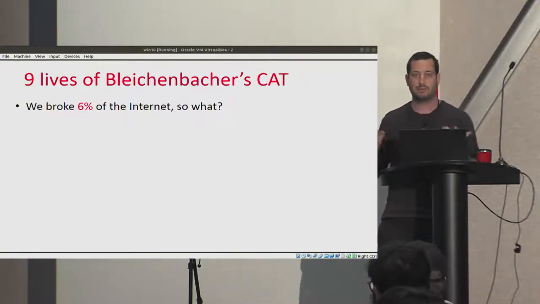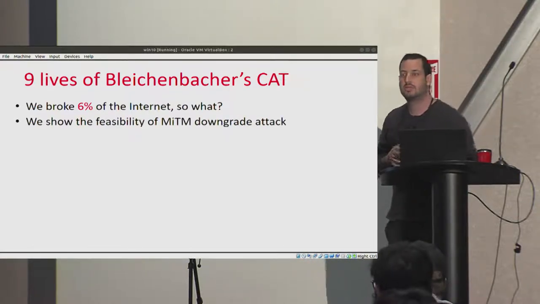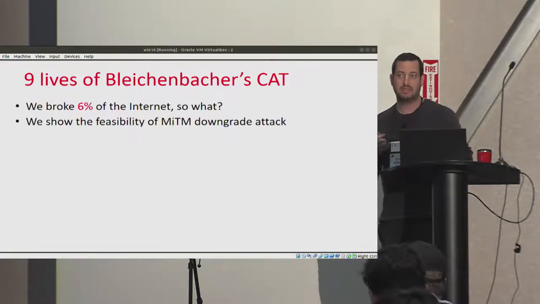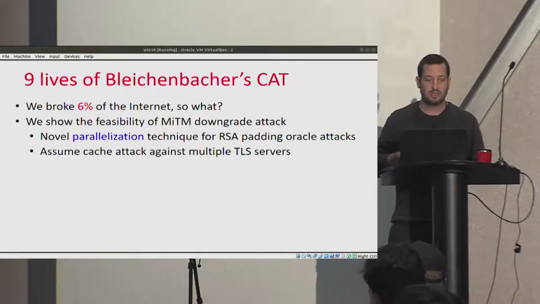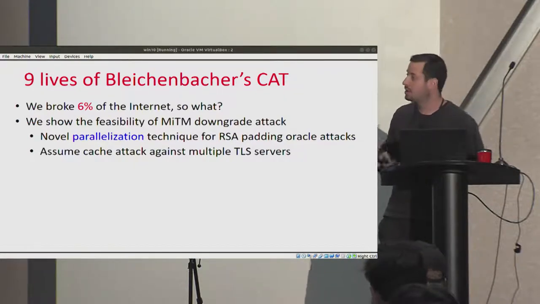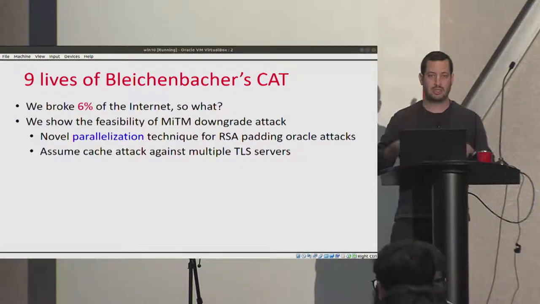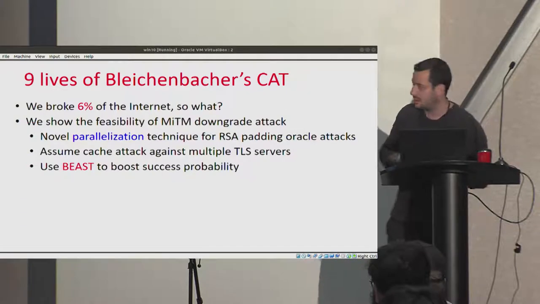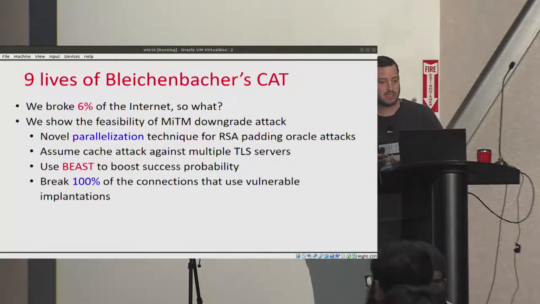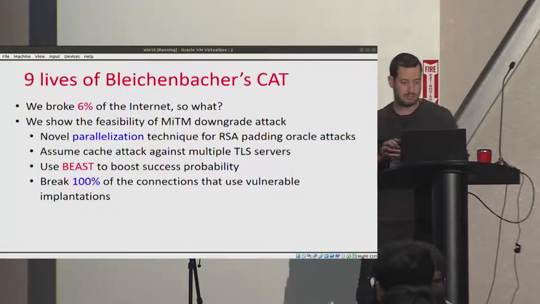For now, you'll believe me that we're able to do those cache attacks. And then we claim we broke 6% of the internet. You could say, maybe you are in the other 94%, so why do you care about this paper? The main thing we want to claim is that it might be feasible to do a man-in-the-middle downgrade attack. Using our parallelization technique, and assuming that we can do this cache attack against multiple servers, for example large companies like Facebook or Amazon that have multiple servers to support a large bandwidth, if you can attack them in parallel, then we can do this downgrade attack. We use a BEAST attack to boost the success probability. And then we claim that we are able to break 100% of the connections that use this vulnerable implementation.